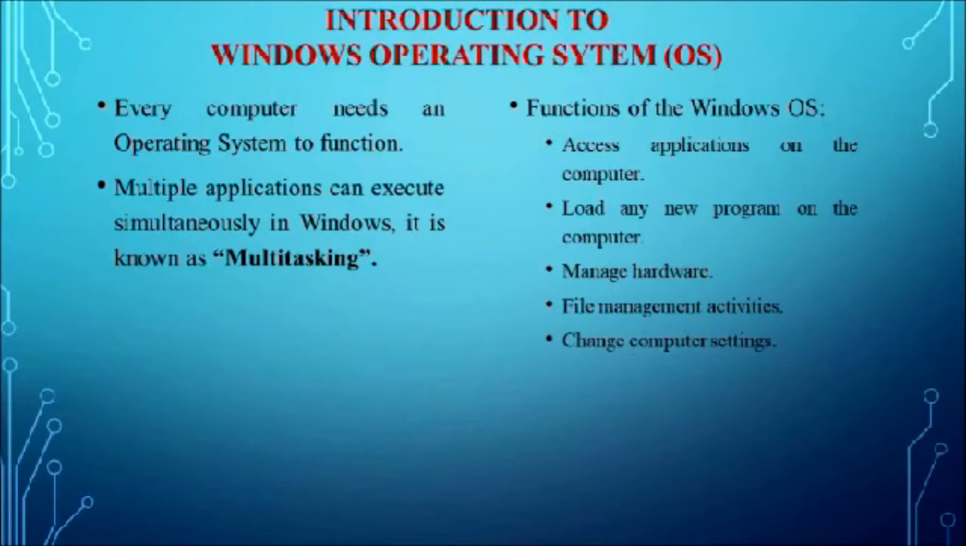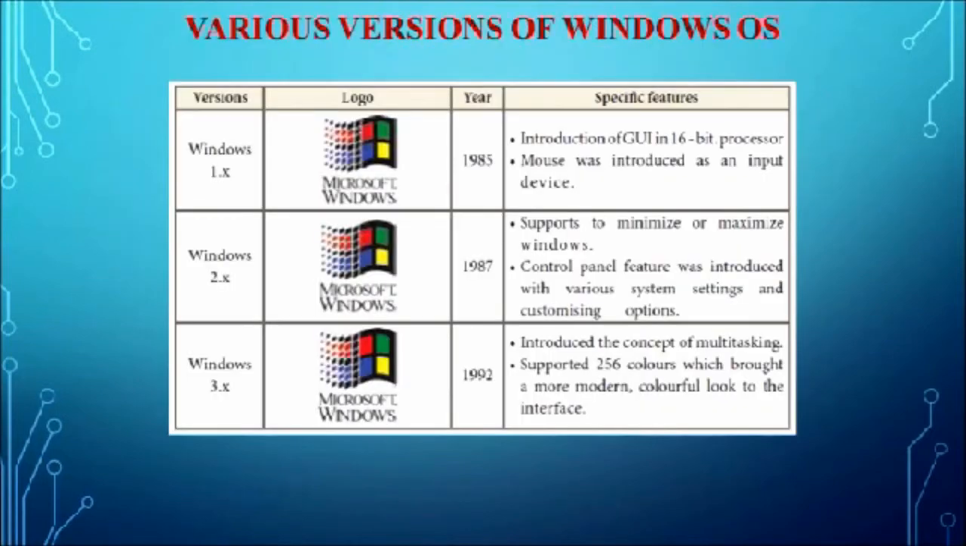Now let us see the various versions of Windows operating systems. In these versions of Windows operating system, we are going to learn the various versions as well as the name of the version, the logo of the version, in which year this operating system was introduced, and the last one is the specification or specific feature of this operating system.